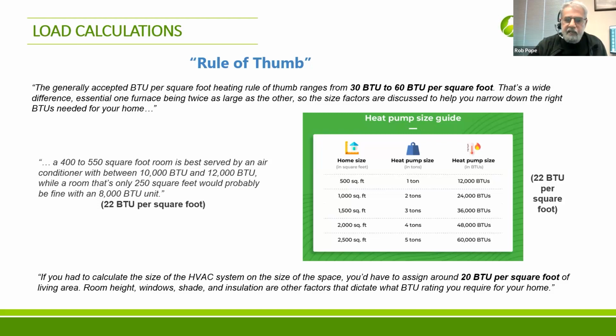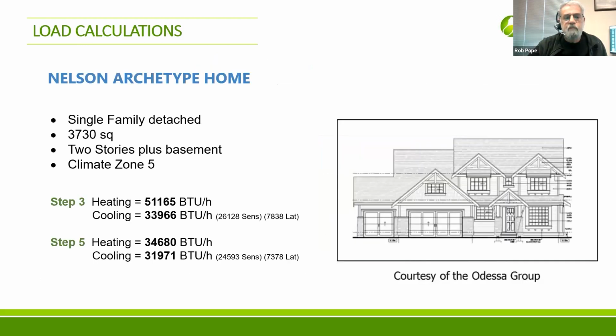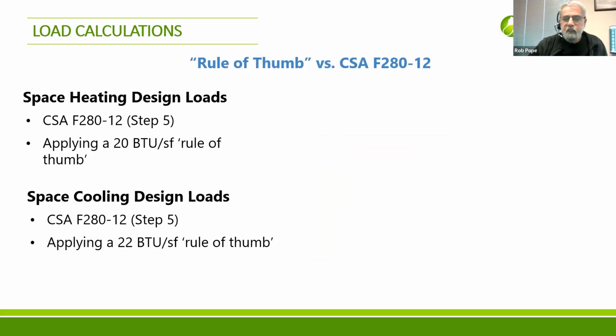Now, say we take that same rule of thumb and apply it to a house in Nelson with a 51,000 BTU heat loss in step 3, and say a 34 and change heat loss in step 5. That is the calculated heat loss. That is the properly calculated heat loss using the code compliant CSA F280-12 methodology.